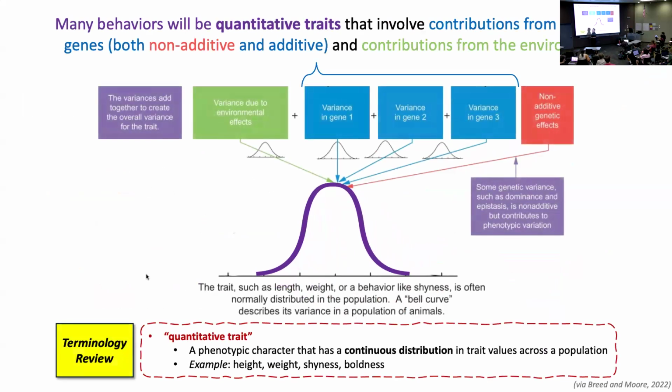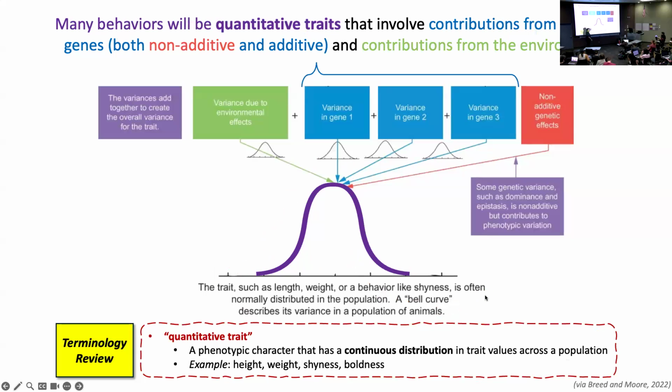So remember, you can have discrete traits, like, is my earlobe connected or not? Do I bark or not? But many traits, especially behavioral traits, are quantitative traits, which means the values you see in the population vary over a continuous range.